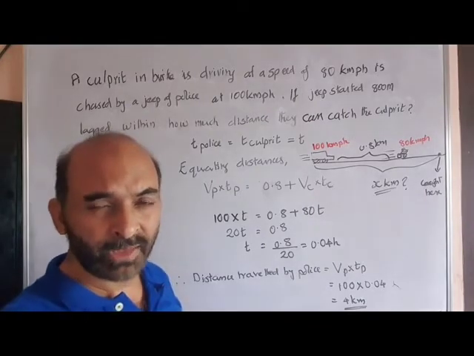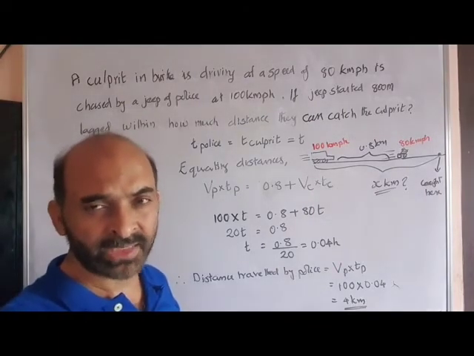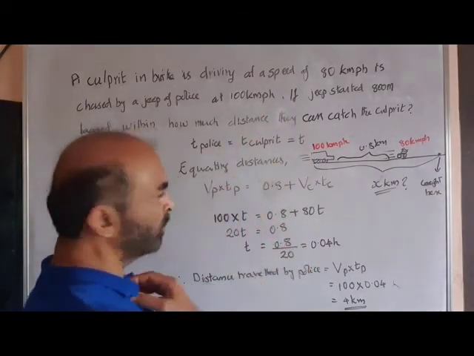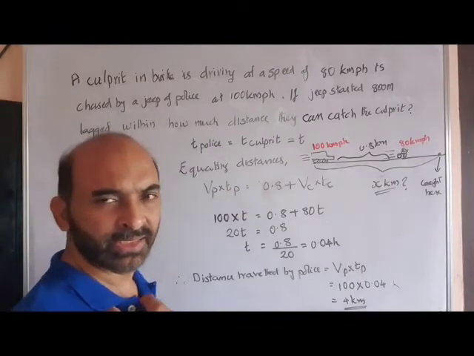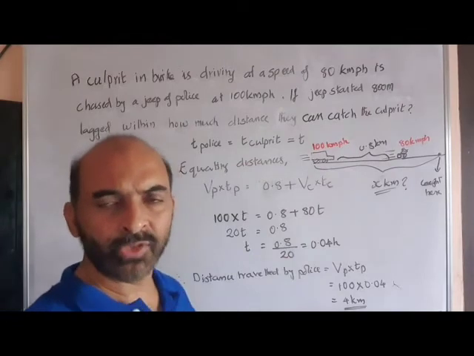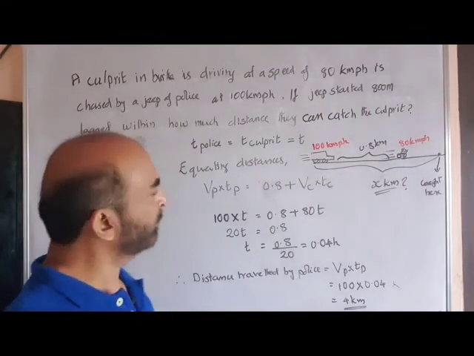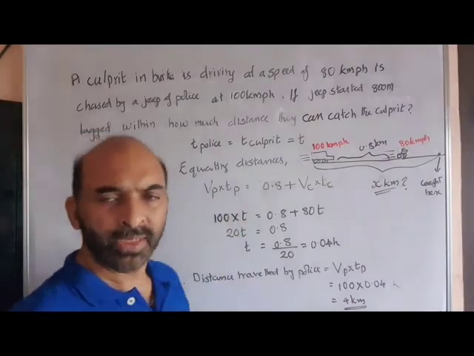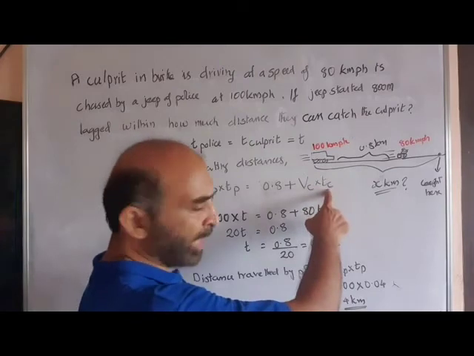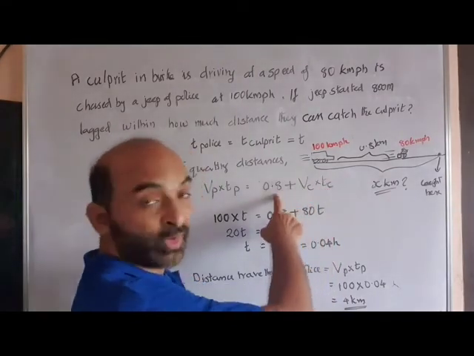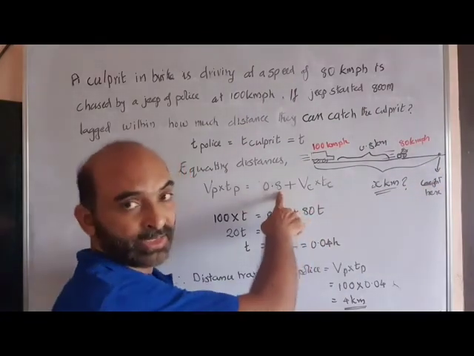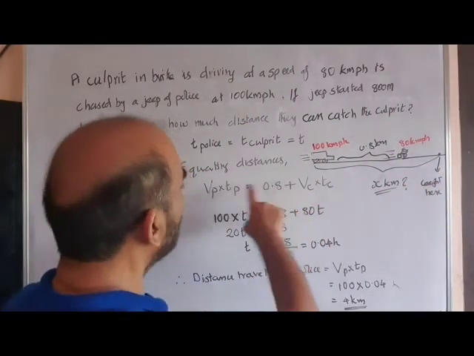See here, time of journey of the culprit and the time of journey of the police are equal. T culprit equals T police equals T. Now, we shall equate the distances travelled. Distance travelled by the police is velocity of police jeep into time, Vp into Tp, equal to velocity of the culprit into the time of journey of the culprit plus 0.8, because he is ahead. To equate, you have to add 0.8. But Tc and Tp are the same.